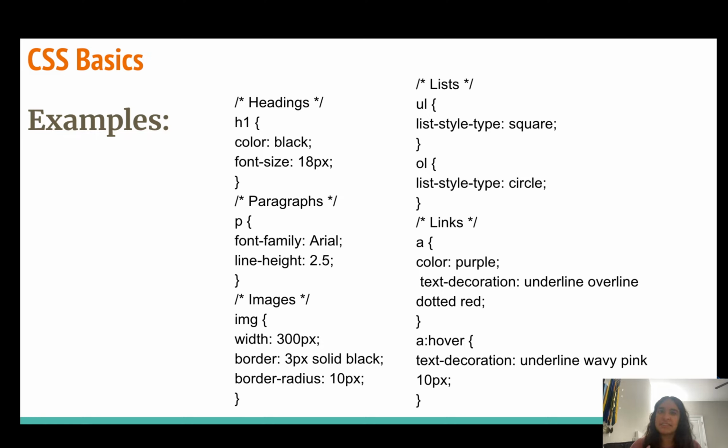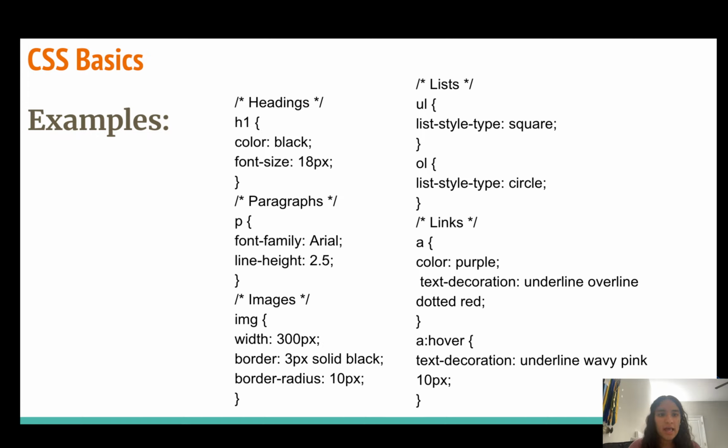It's ordered in a different sense. And then you could also change the styling properties for links. So if you used your A tag and you said the color was purple, text decoration is an underline, overline, dotted red, that would just make your text be the color purple, and the decoration when you were to click on the link, it would just have an overline or underline that's red.